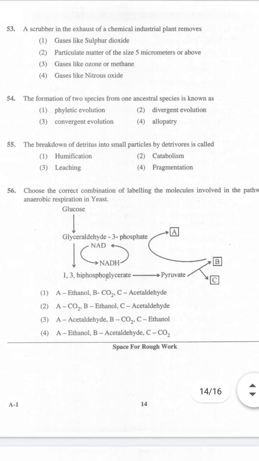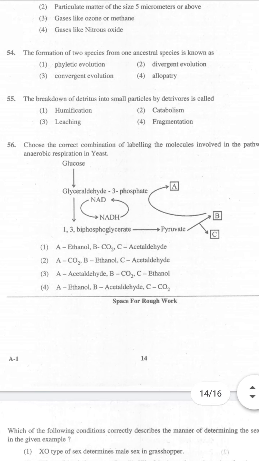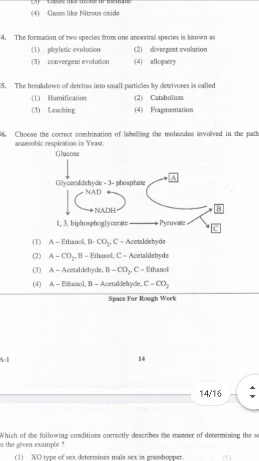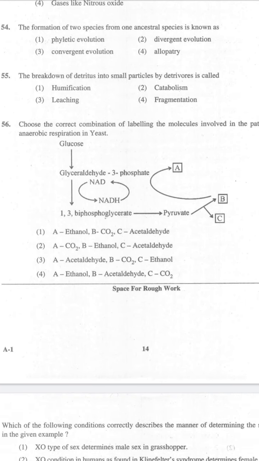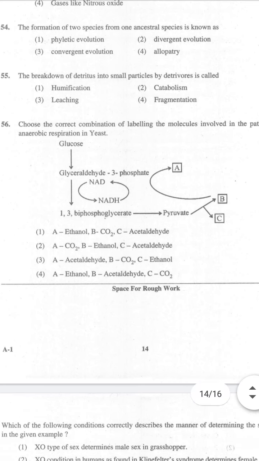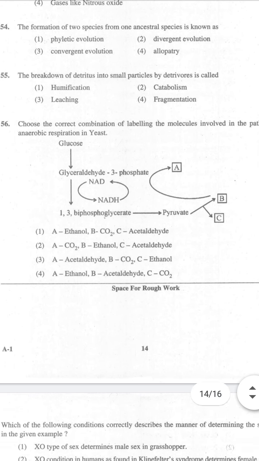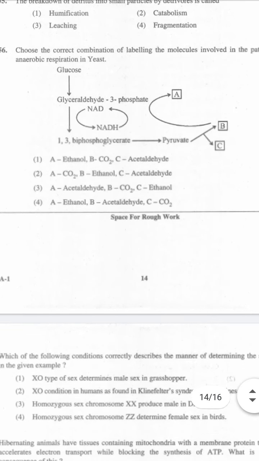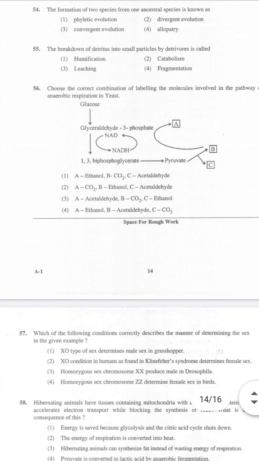Now question number 56. Choose the correct combination of labeling and the molecules involved in the pathway of anaerobic respiration in yeast. Here we need to identify A, B, C from the given diagram. From the given 4 options, the correct option is option 4. It means A represents ethanol, B represents acetaldehyde, and C represents CO2. And let's discuss this question in detail.